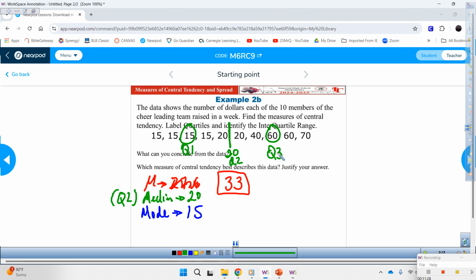So with all that information, the mean being 33, median being 20, and the mode 15. And they're talking about raising money. What can you conclude? Talk it over with your neighbor. What would you write as a statement in regards to these three types of measures? Which one would be the most accurate? Look at the data that was given and look at these numbers right here. Which one would you use and what would be your conclusion? Talk it over with your neighbor, please. Which one would you use and what can you conclude?